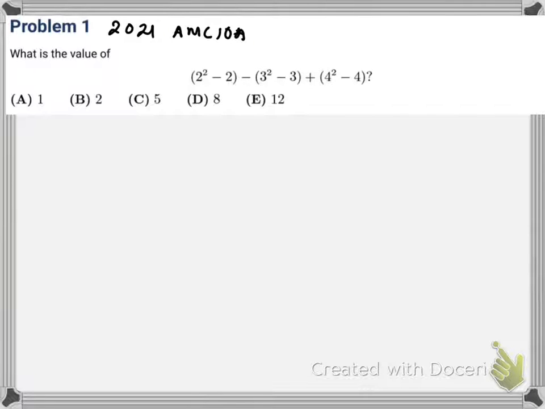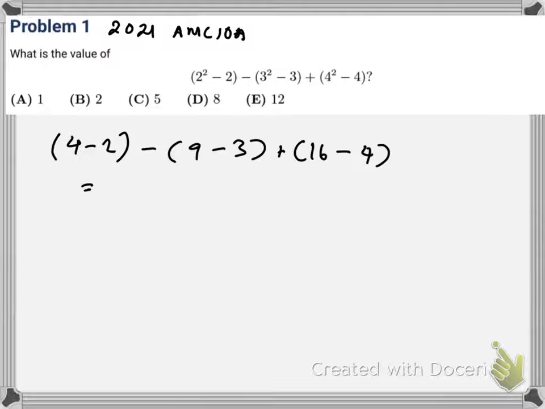So this one is pretty straightforward. This is just simple arithmetic, and so I can do 2 squared is going to be 4 minus 2 minus 3 squared is 9 minus 3 plus 4 squared is 16 minus 4, and so that gives me 2 minus 6 plus 12, which is just going to be 8, or option D.